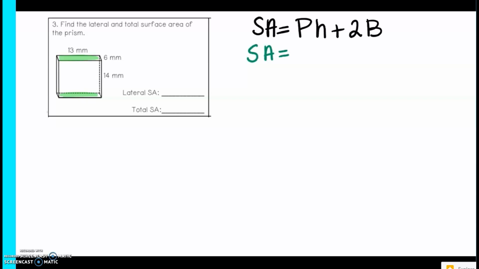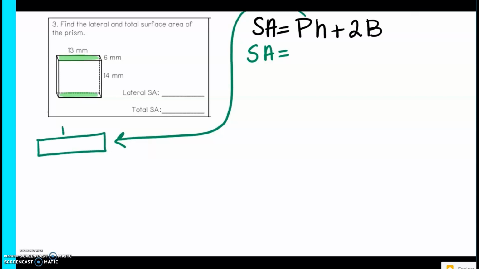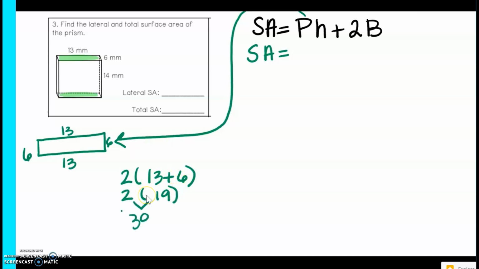I'm going to rewrite it and substitute my values. Well, capital P is perimeter of the base, so I've got to figure out what's the perimeter of the base. I like to write it separately so that I can see it a little better. Everyone works these differently. So I drew my base, and I know that there's a 13 and a 6, and there's 2 of them. So 13 plus 6 is going to give me 19, and 2 times 19 is 38. I could have just added all 4 of these and I would have got the same one.